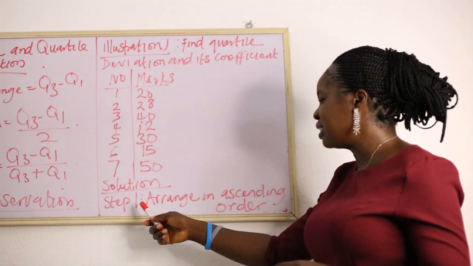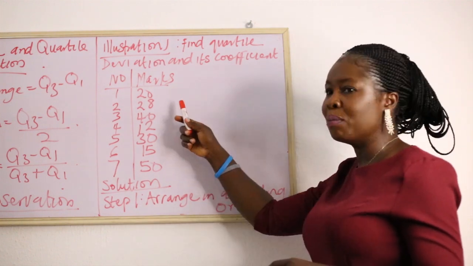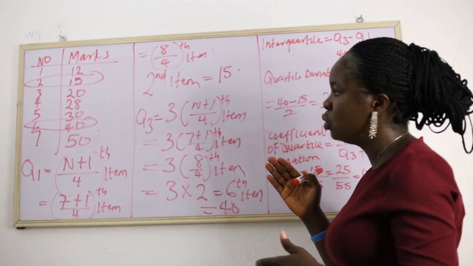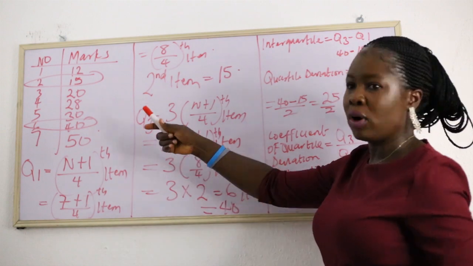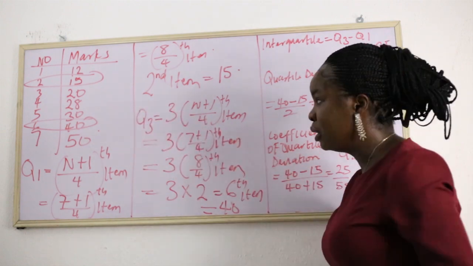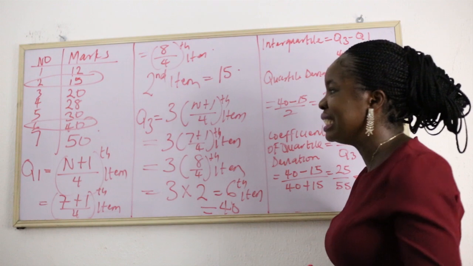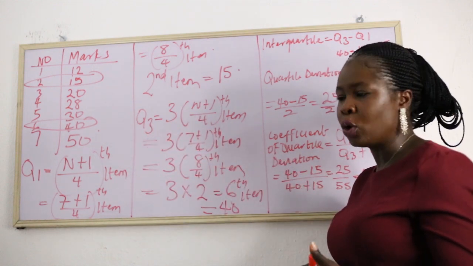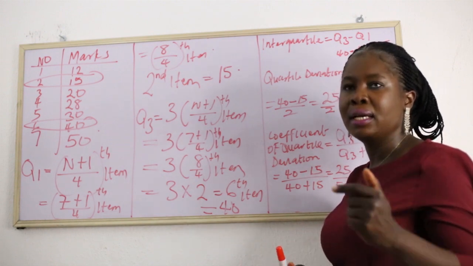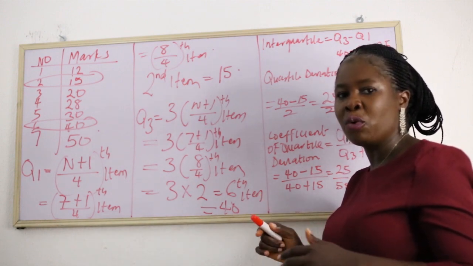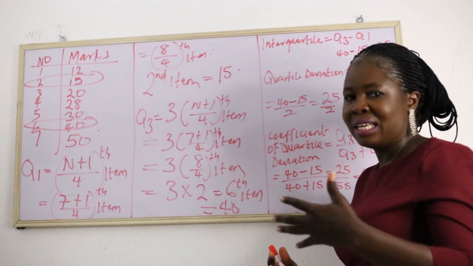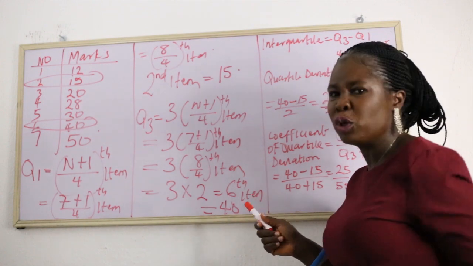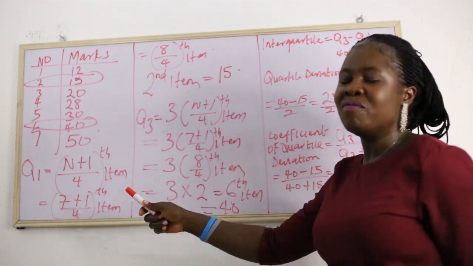And the solution, how do we solve it? The first step is to arrange these marks in ascending order. The numbers we have are 1 to 7. So I've arranged the marks in ascending order: 12, 15, 20, 28, 30, 40, and 50. Then Q1 means quarter 1. Like we did for median, where median is n plus 1 over 2, Q means quarter, so divided by 4. So it means n plus 1 divided by 4, nth item.